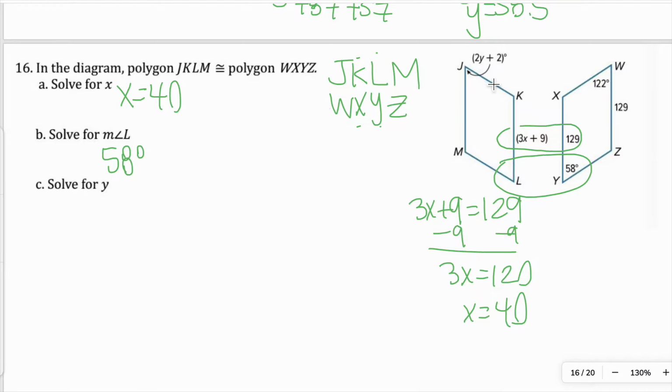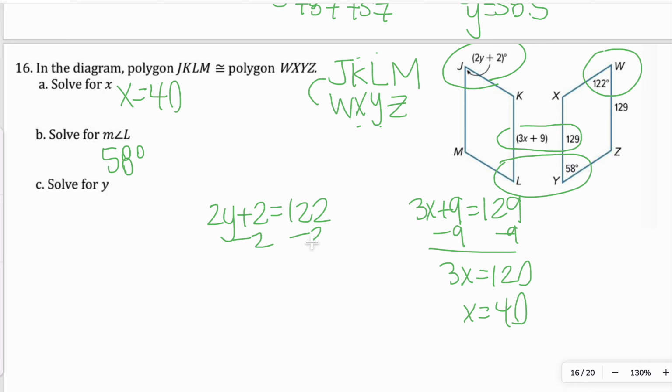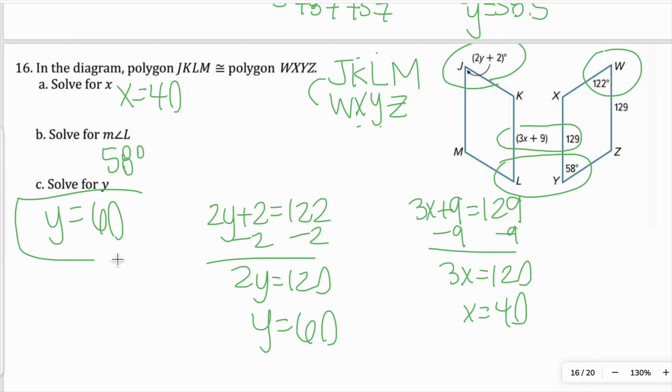And then for variable y, y is at J, and J corresponds to W. W is equal to 122, so I would just set those equal together. 2y plus 2 is equal to 122 and start to solve. Minus 2 on both sides, I get 2y is equal to 120, and y is equal to 60 degrees, so y equals 60. And there we have it.